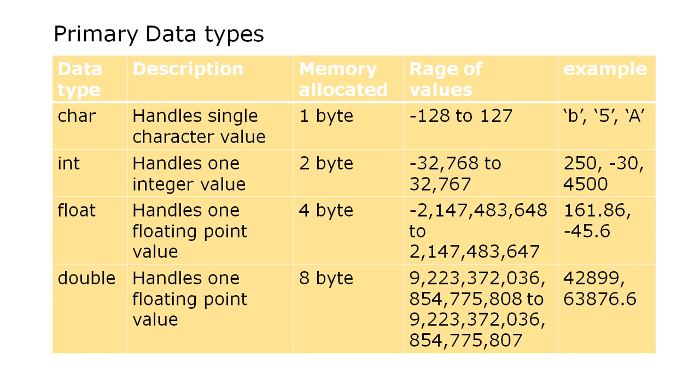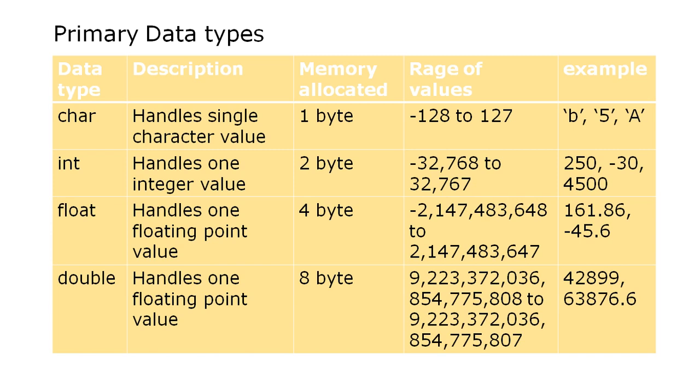Float handles one floating point value, that is 4 bytes. The range is 2147483648 to 647, and the example is a fractional value. Double handles one floating point value, that is 8 bytes. If you want to store a number which is more than the 4 byte memory size, then we have to opt for 8 bytes. That is the double data type.